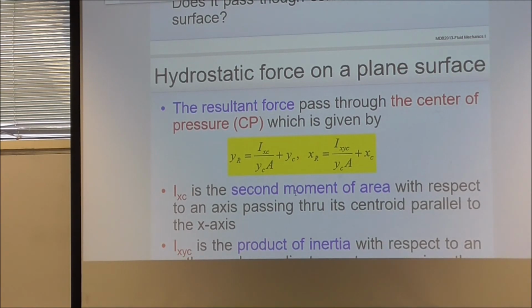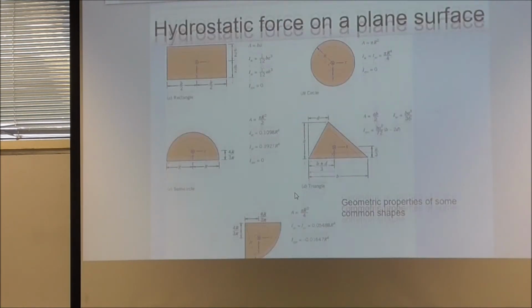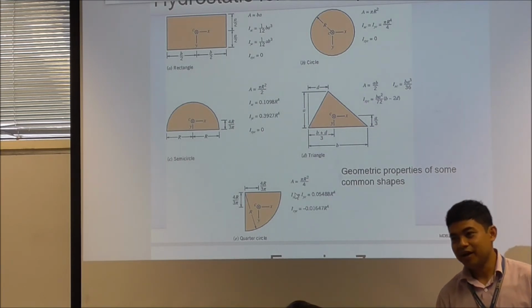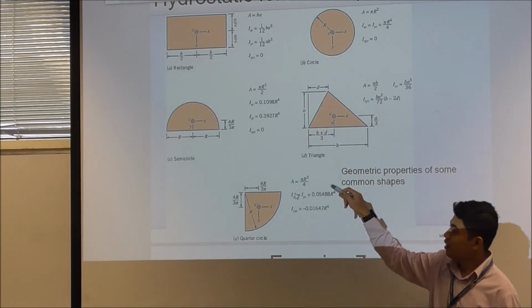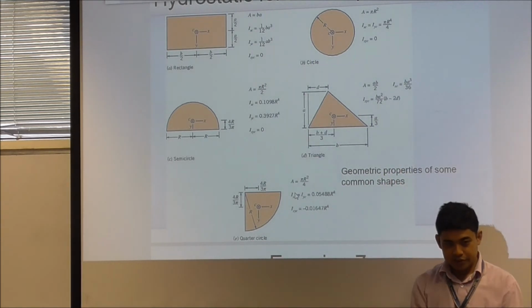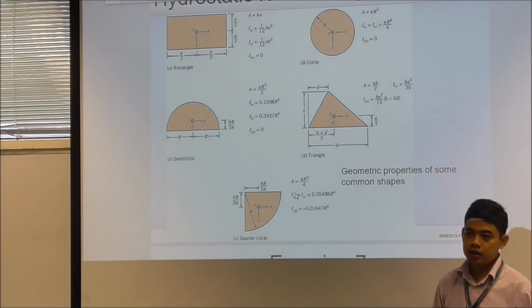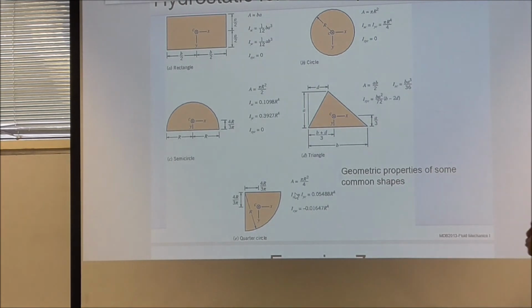And for a common shape, this is the IXC and IYC. If you ask me, do I need to remember this? No. If it is needed, it will be given to you. But which one you use, it's up to you. We will give you all of these. We will give you the shape of that particular surface. Which one is the correct one? You choose. So you have to select which one is correct.